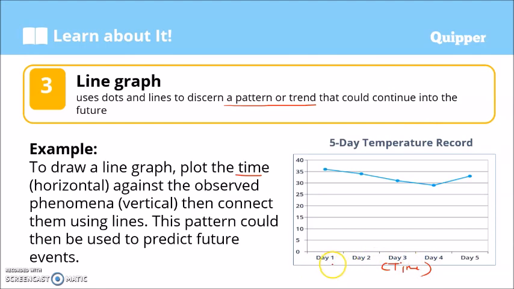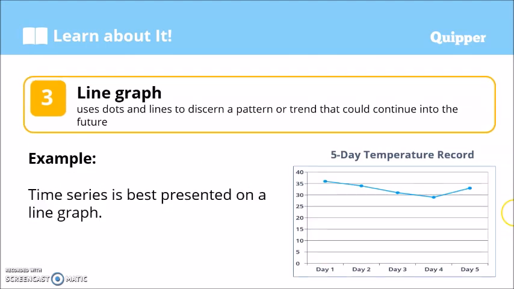So, kung minutes ang given, pwede dyan. Kung a period of time, andito banda sa horizontal. Against the observed phenomena, that's vertical, andito siya. Okay, so in this case, temperature ito. Then connect them using lines. This pattern could be used to predict future events. Kasi pag na-distinguish na ang pattern, so you can predict, ang susunod nito, ganito na naman. Okay? So that's the use of line graph.